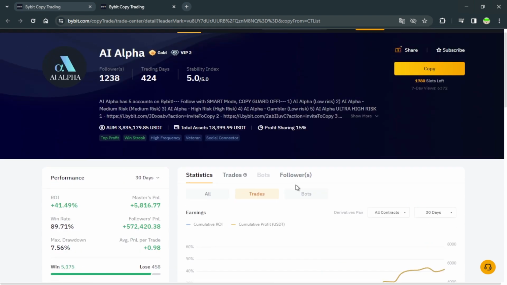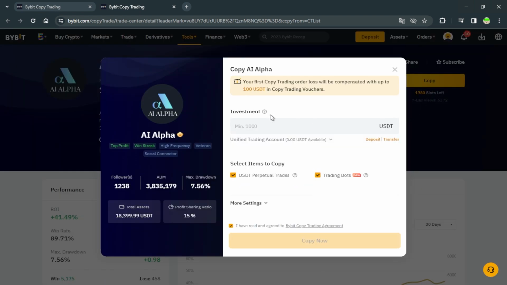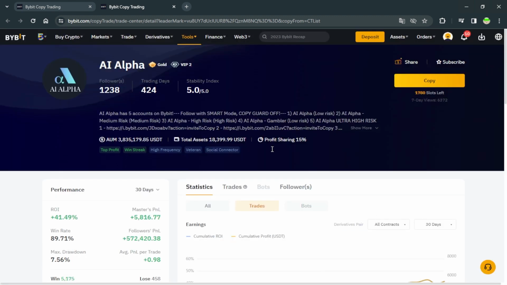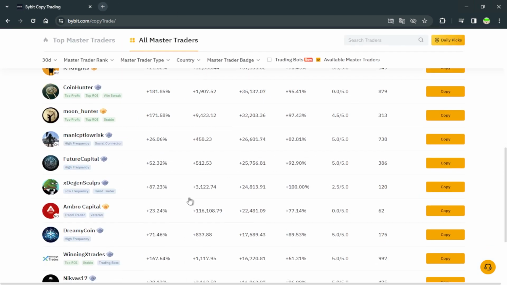But keep in mind that, let's say, if we click Subscribe, each trader has a minimum investment threshold. Let's say this top trader has a minimum entry of $1,000. That's quite a lot for beginners and novices. Therefore, we will not consider him right away. Let's see what other candidates there are.